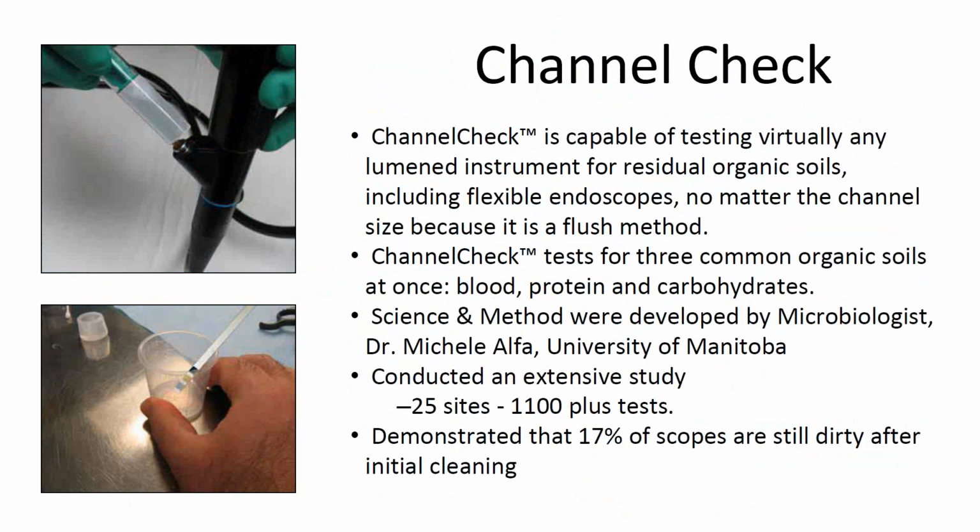This is more information on channel check, which is available again to check for residual organic soils, and it is often used in flexible endoscopes because it's a flush method where we flush sterile water through the endoscope and then use a dipstick test, like most facilities are used to using a dipstick test for their minimum recommended concentration of their disinfectant. This is similar to that, as you dip it in the water and look for a color change on the pad to determine if there's residual blood, protein, or carbohydrate.